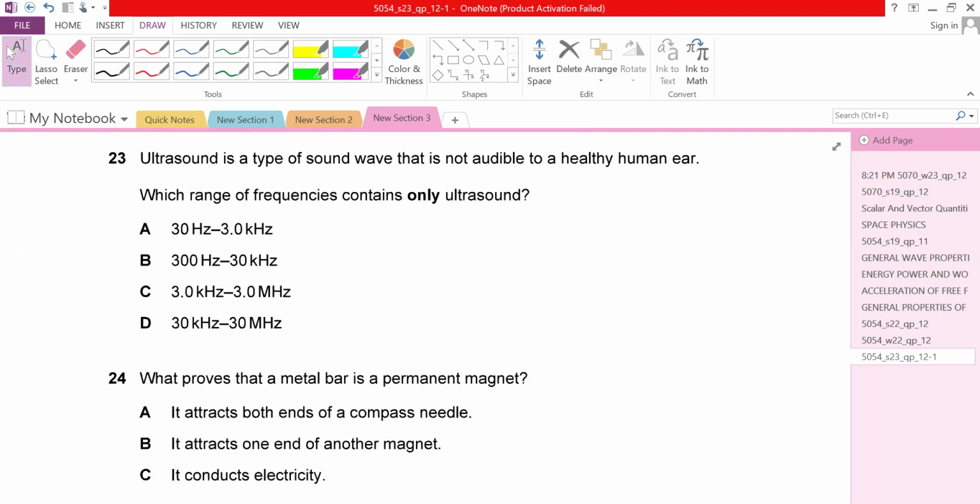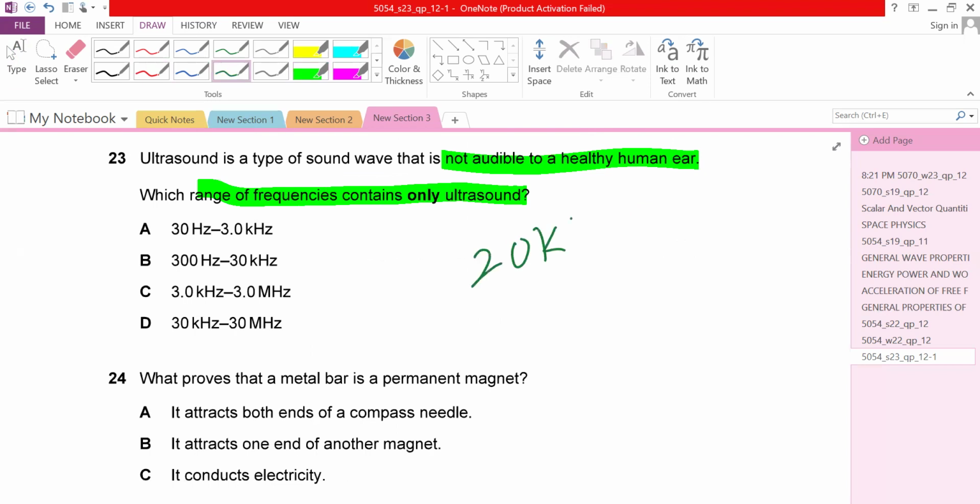Question number 23. Ultrasound is a type of sound wave that is not audible to a healthy human ear. Which range of frequency contains only ultrasound? Ultrasound is greater than 20,000 hertz. Option E is correct. It contains the range which is greater than 20,000, 30,000 hertz to 30 megahertz.